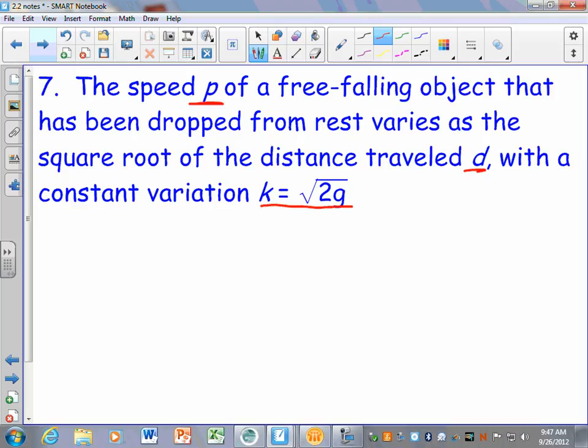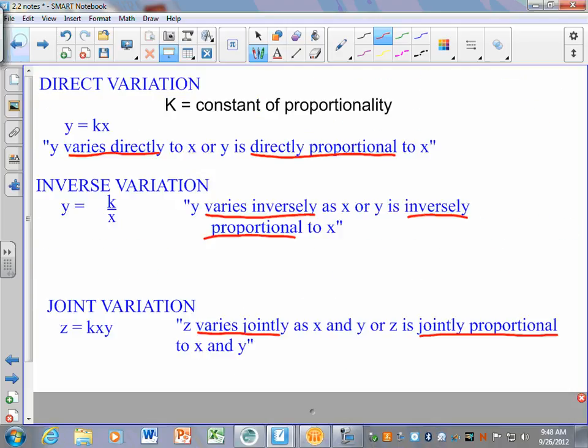I do want to point out, when I picked this one, it doesn't say varies directly in this one, right? It just says varies. So maybe we should go back and add to our notes for varies directly: if it just says varies, that's another way to say varies directly or is directly proportional. Let me go back a second just to throw that in there. Sometimes it just says varies. And since direct variation is the one we use the most, that's why sometimes they just say it varies. And so that still means you're going to use that direct variation.